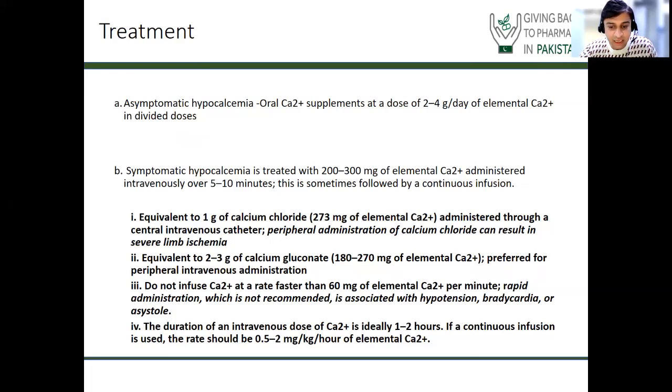Some institutes have their protocol for the replacement of calcium in symptomatic patients. Like in our settings, we have a protocol which we follow for these patients. Remember, as we discussed, there is a difference between calcium gluconate and calcium chloride. Calcium chloride should always be given through a central line. That is a very, very serious error if you give calcium chloride through a peripheral line.